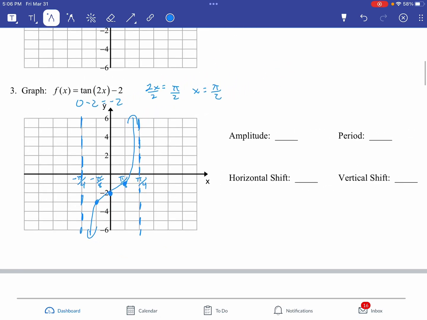Now on this side, my amplitude in front of tangent is 1. The period is pi over 2. The horizontal shift is none. And the vertical shift, I went down by 2.